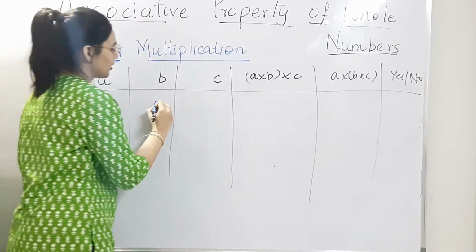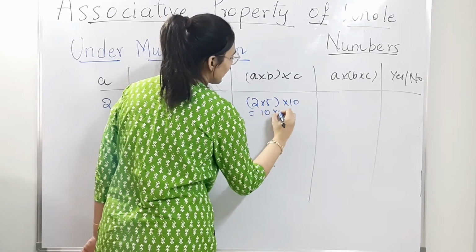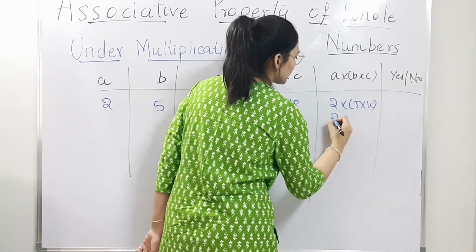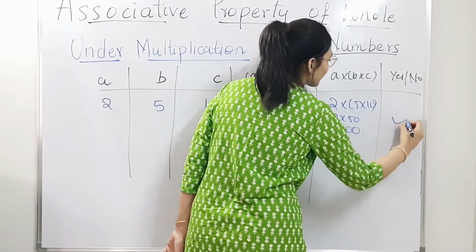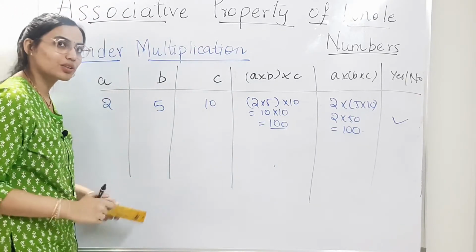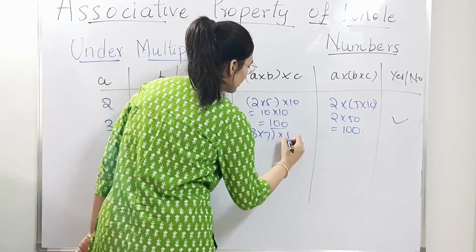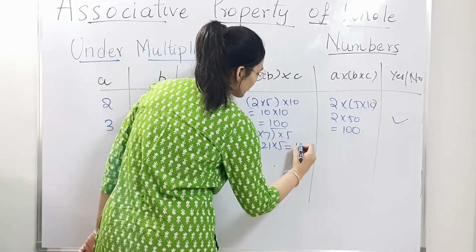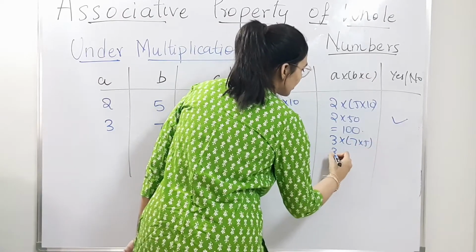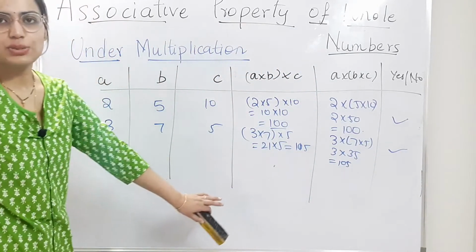So 2, 5, 10. What should I multiply first? 2 into 5 and then into 10. So it becomes 10 into 10, which is 100. In the same way, 2 into (5 into 10) is 2 into 50, that is 100. True, because 100 is equal to 100. See, the associative property holds for multiplication and addition because they are correlated. Now let's see 3, 7, 5. (3 into 7) into 5 is 21 into 5, which is 105. Now 3 into (7 into 5) is 3 into 35, which is 105. So it holds true. No matter what numbers you take, it still holds true.